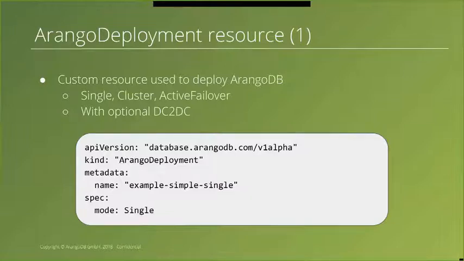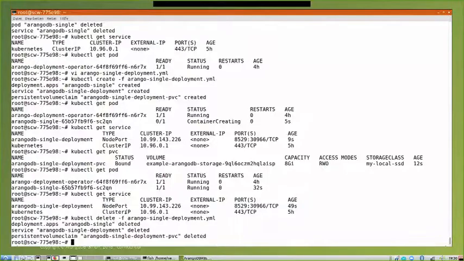Yeah, so that's now a 6-line YAML file which deploys a specific type of custom resource, namely an Arango deployment. The mode is single server, so that deploys a single server. So that's nice. And let's try it out immediately.